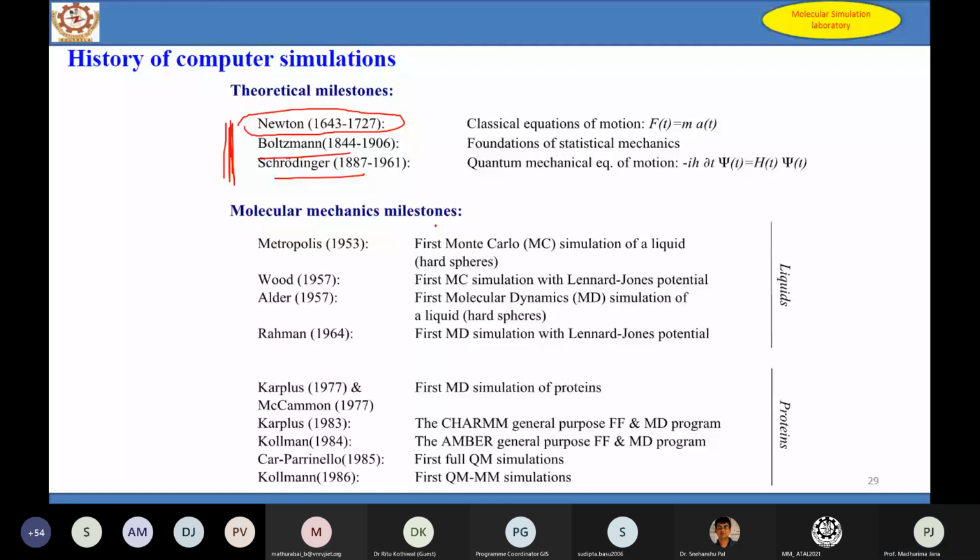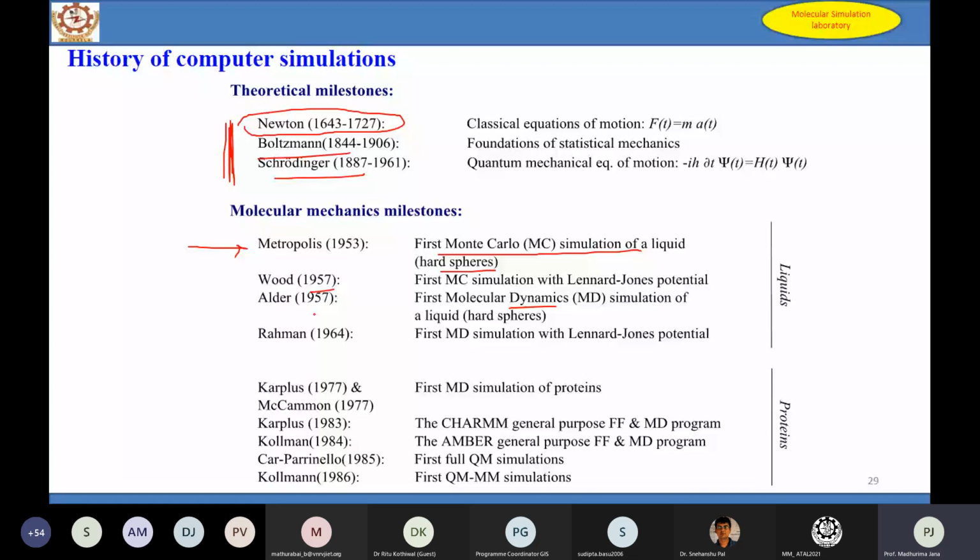Metropolis was the first, in 1953, who did the first molecular simulation of a liquid, considering the hard sphere. Then the Lennard-Jones potential was used to perform the simulation by Wood. And then the first MD simulation. Earlier it was MC, now it has converted to MD. MD was done by Alder in 1957, and it was a simulation of a liquid with the hard sphere model.